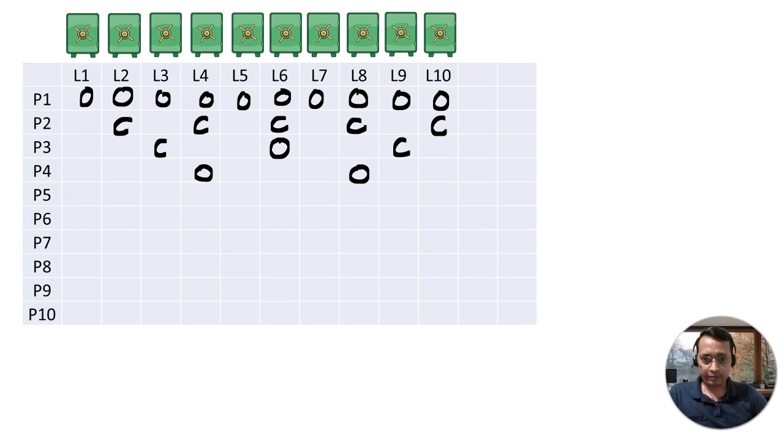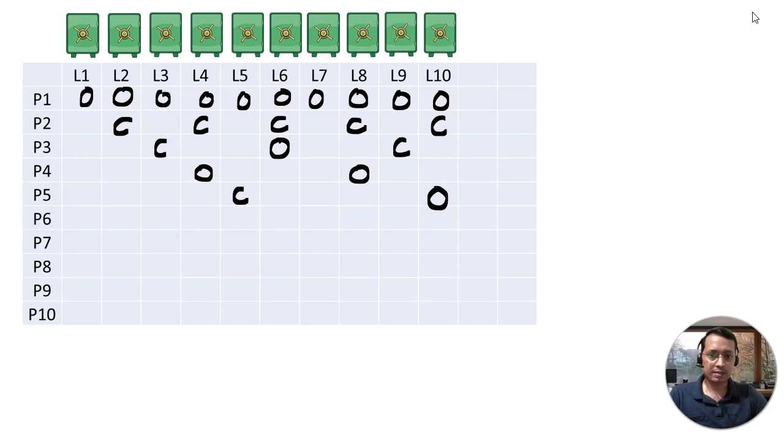Then person 5. Where will person 5 go? Go to the fifth locker. I'm sorry, person 5 goes to the fifth locker. It is already open, so you will close it. Then he will go to the 10th locker. Every fifth locker he will touch, right? And this is closed and he will open it.